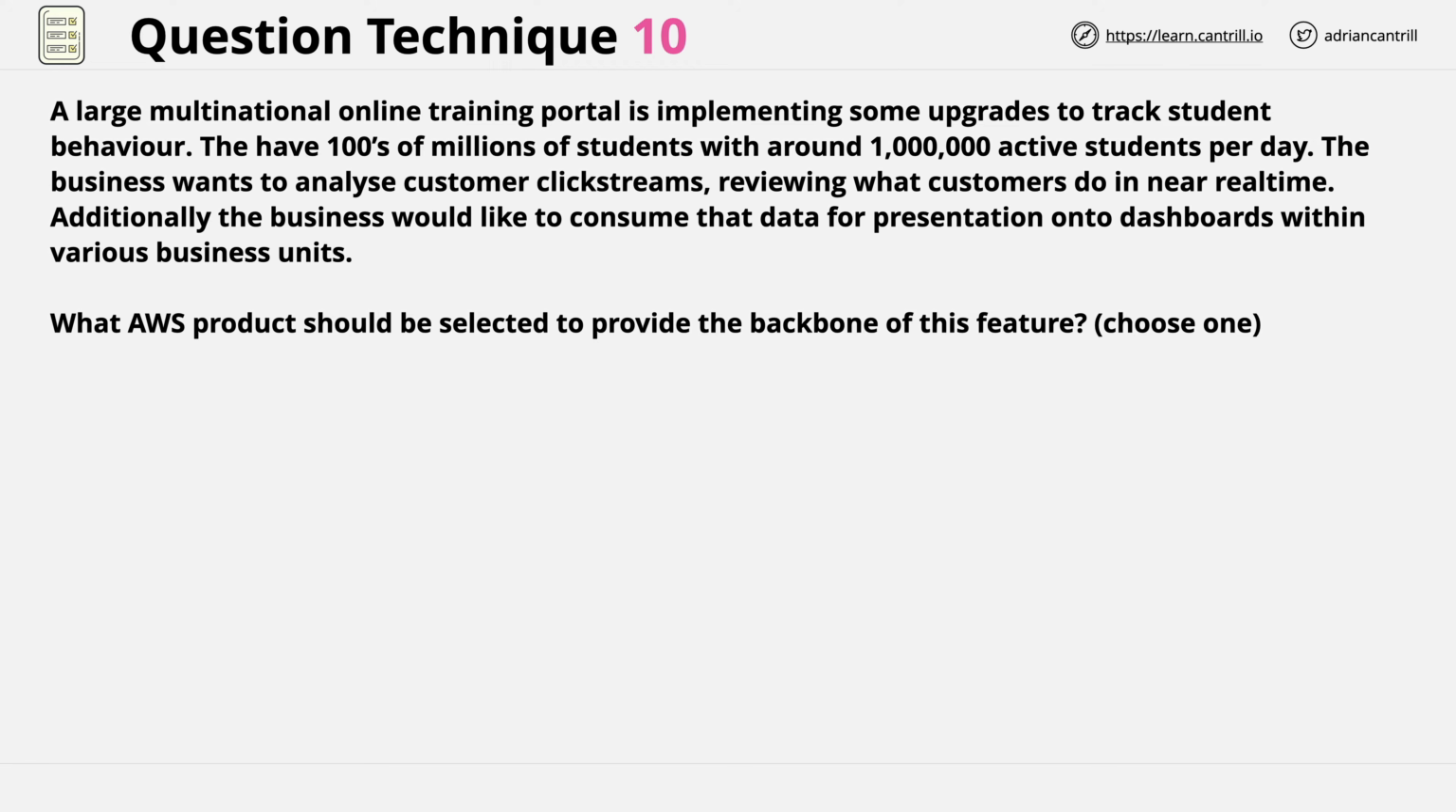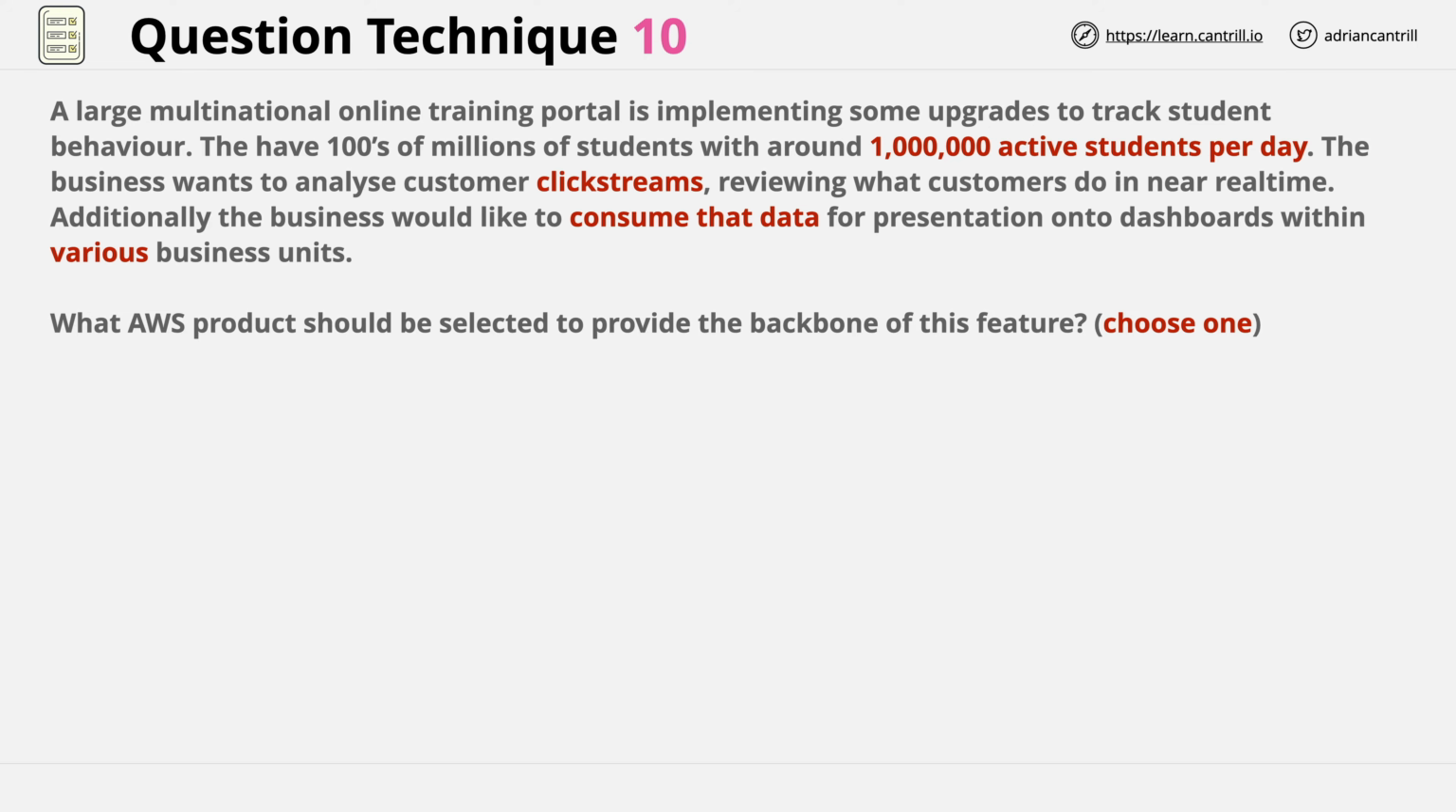Okay, so hopefully you've attempted to do this yourself. Let's move on and take a look at what I identified in this question. Now, I think there are only 4 bits of interesting information in this question. First, that the business has millions of active students per day. This gives you an idea on the load levels of this application.